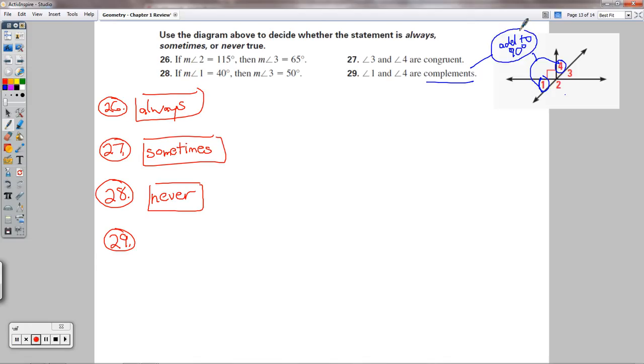Does that have to be true? Well, seeing that this is 90 degrees right here, that's what the box means in the corner, and seeing that 1, this right angle, and 4 all together form a straight line, the only way for that to happen is if 1 and 4 add to 90, because if 1 plus 4 is 90 and this is 90, then you have that straight angle, 180 degrees. If 1 and 4 did not add to 90, you would not have a straight line right here. So this would always have to be true as well.